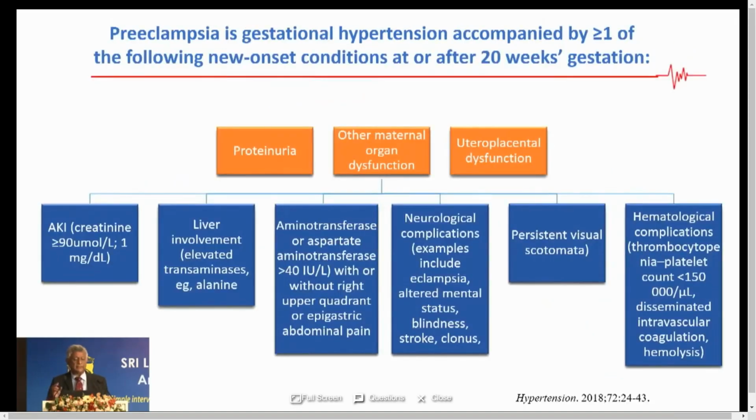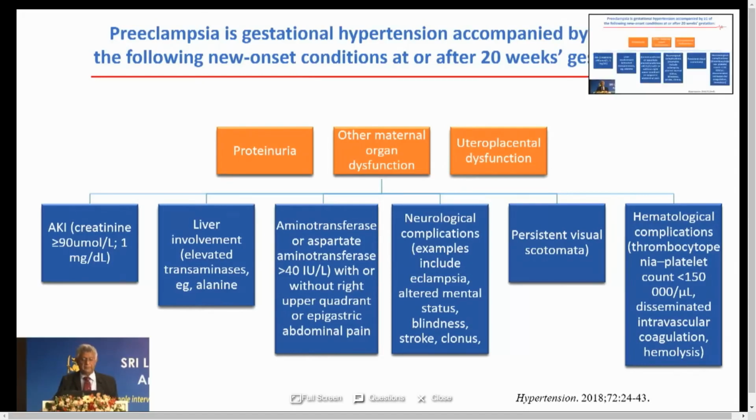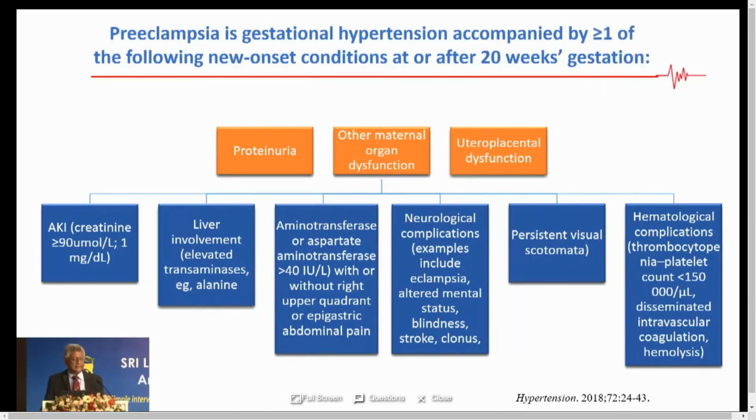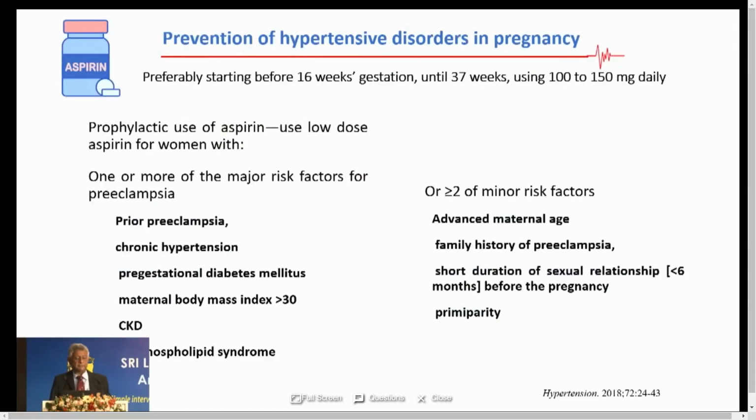What are these target organ involvements? It can be proteinuria, other maternal organ dysfunction, or uteroplacental dysfunction. Other maternal organ dysfunction may be acute kidney injury, liver involvement, which you can measure by increased aminotransferase, or neurological complications like altered mental status, blindness, stroke, clonus, persistent visual scotoma, or hematological manifestation like thrombocytopenia. If you come across one of these, then of course you can diagnose preeclampsia.